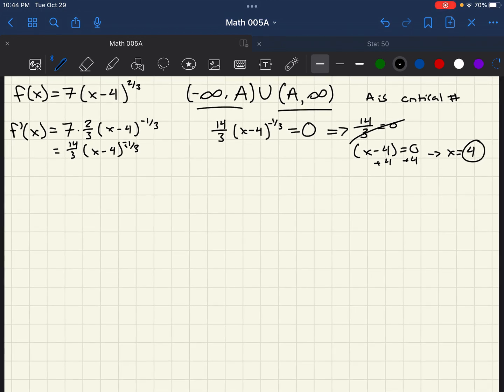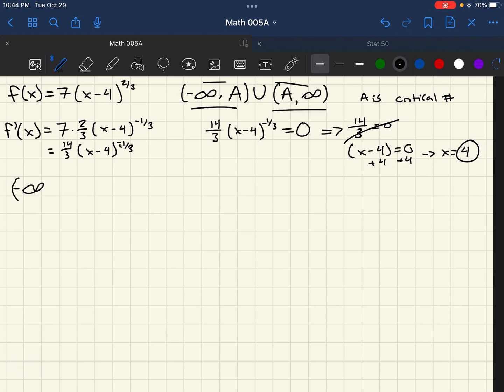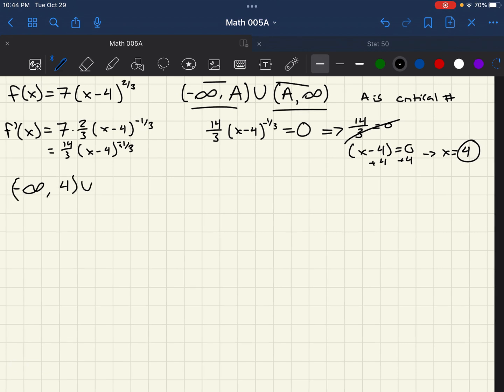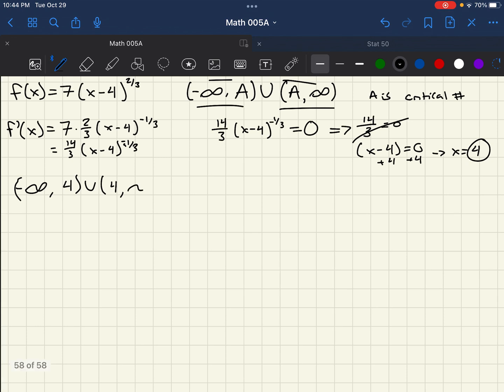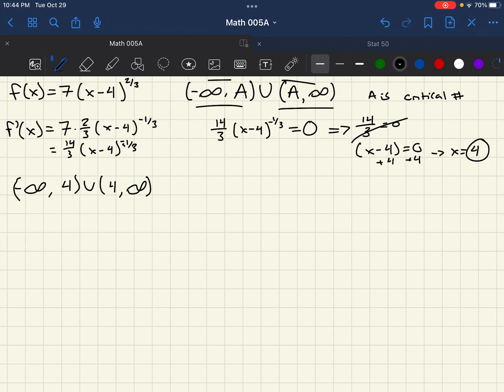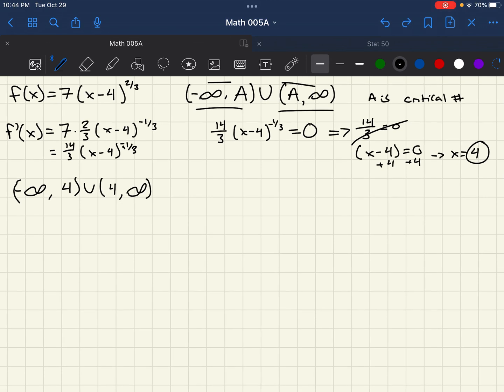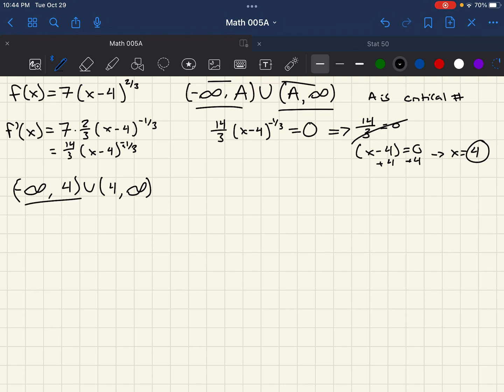So now that we have that, let's rewrite these as negative infinity to 4, and then 4 to positive infinity. Now we need to determine if f of x is increasing or decreasing on each of these intervals. Negative infinity to 4 and 4 to infinity. So we're going to test a point on this one first, from negative infinity to 4.